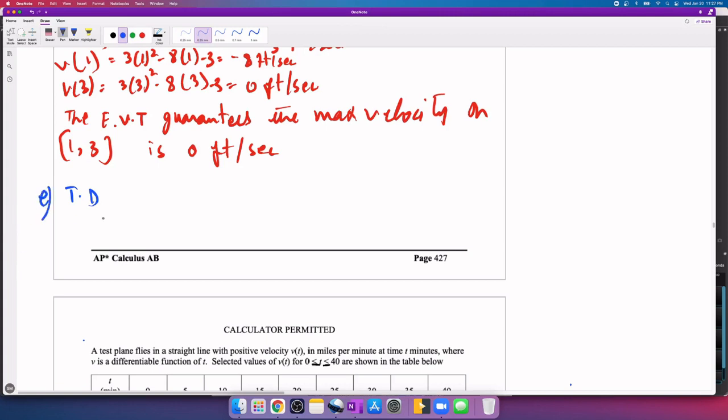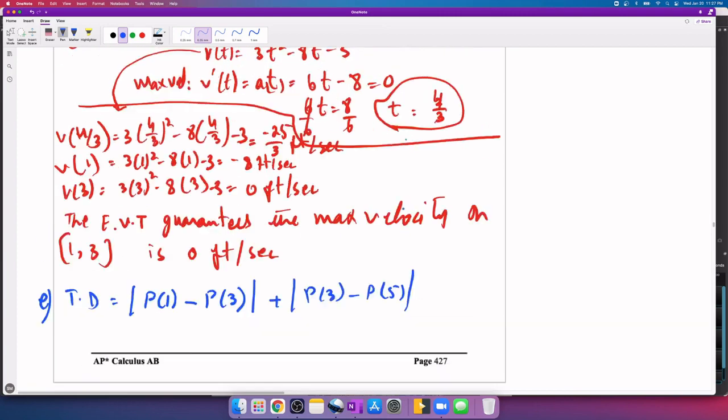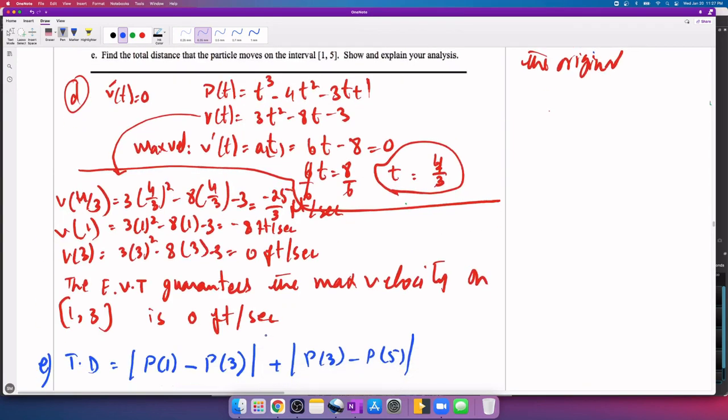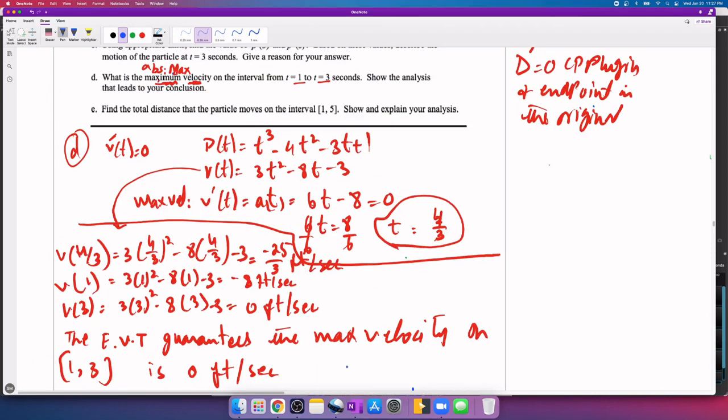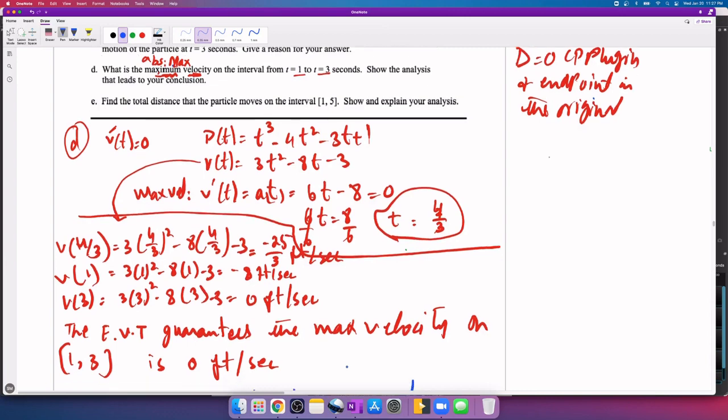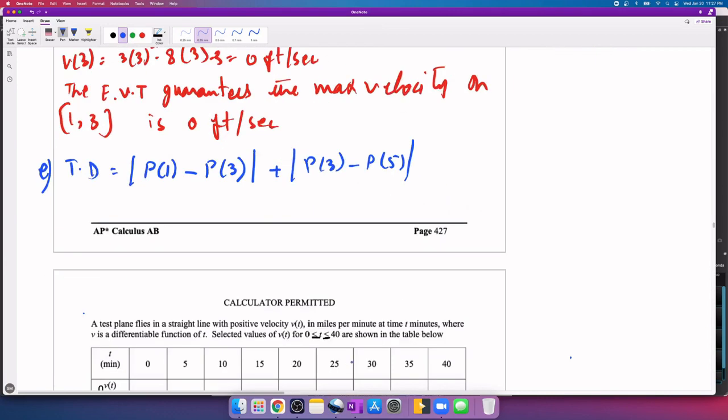This is part E. Total distance, we use a formula. It's going to be P of 1, that's the endpoint, minus P of 3 plus P of 3 minus P of 5. Okay, so my points are 1 and 5. So I just put 1 and 5 at the end, and 3 is my t equal 3. That's what they're asking for, the total distance. 3 is my critical point in that way.